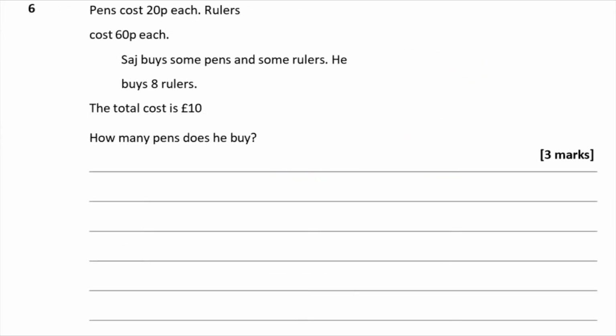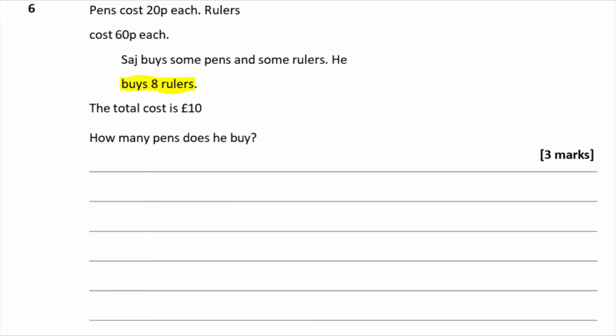Question 6. Pens cost 20p each. Rulers cost 60p. Saj buys some pens and some rulers. He buys 8 rulers. The total cost is £10. How many pens does he buy? Okay. So I think what I'm going to do is work out the cost of the 8 rulers first. I'm going to take it away from 10, and that's going to tell me the cost of the pens, and then I'm going to divide that by the cost of 1 pen to find the amount of pens. Okay, so that is my action plan.